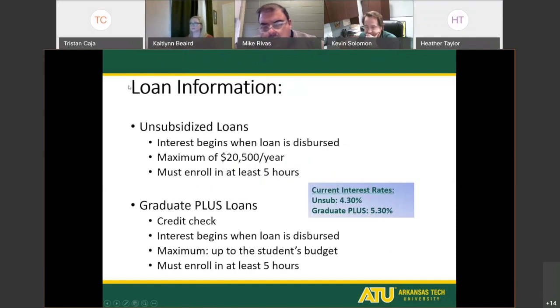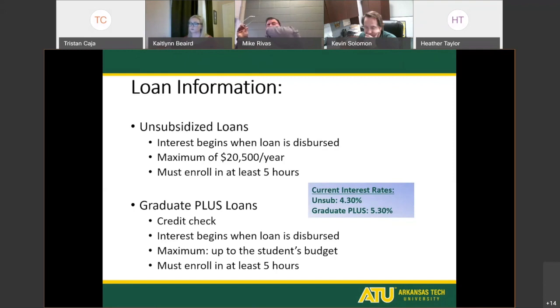Okay, so as a grad student, unfortunately, you're on the federal side, you're only eligible for loans. So the two different types of loans that you might be eligible for is called an unsubsidized loan and a Graduate PLUS loan. The unsubsidized loan is the one where you complete the FAFSA. You're eligible for up to $20,500 for the year, which is $10,250 each semester. You must be enrolled in at least 5 hours, and that is for both loans, the Grad PLUS and the unsubsidized loan.